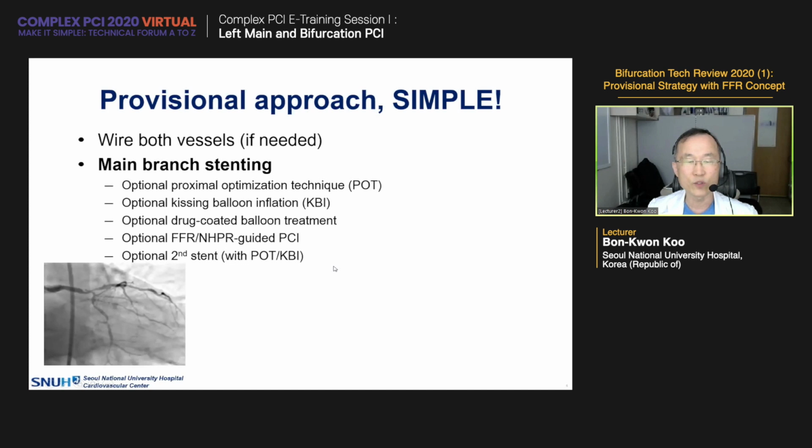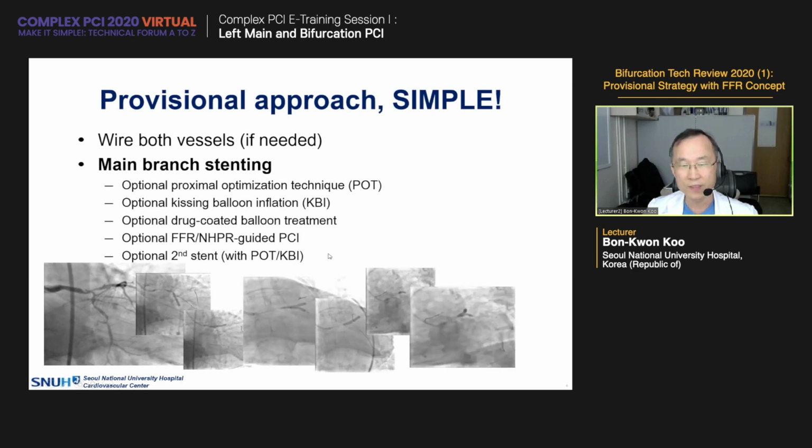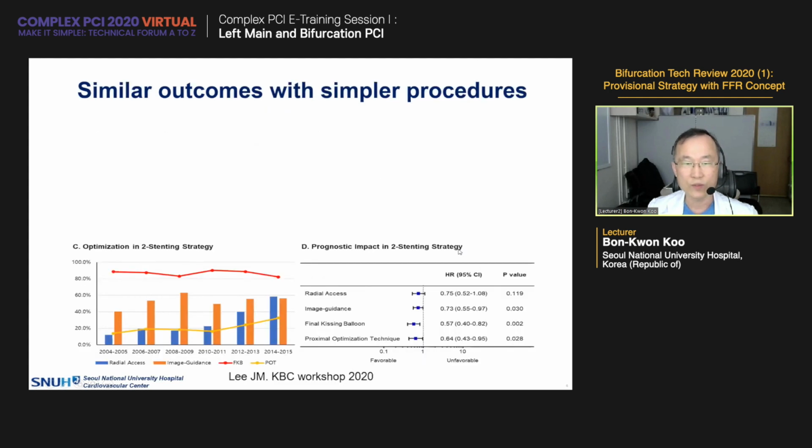So here is a miniaturized process of two stenting technique. You should do all these procedures one by one, following the image guidance and angio guidance and using several different devices, and then you can have a final result. But the thing is that in provisional all these are optional, while in two stenting all these processes are mandatory. So provisional is simple, no doubt.